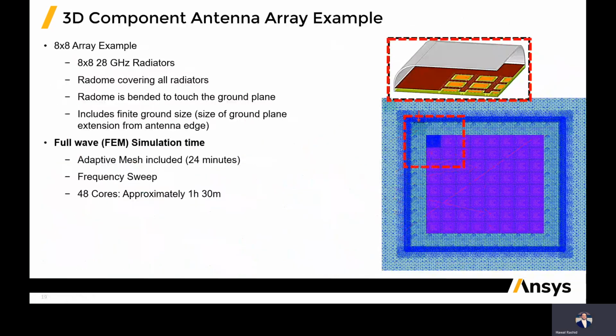So here's the example of the 8x8 array for 28 gigahertz, and this has a radome that covers all the radiators. It's bent, as I was showing. You have extended ground planes. This is a full wave simulation with adaptive meshing and also frequency sweep included. On a 40 core machine, it took approximately 1.5 hours.